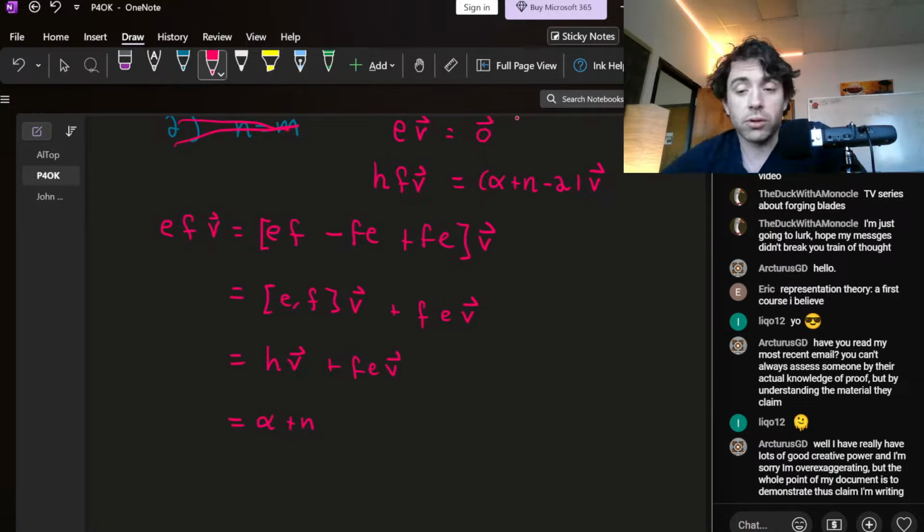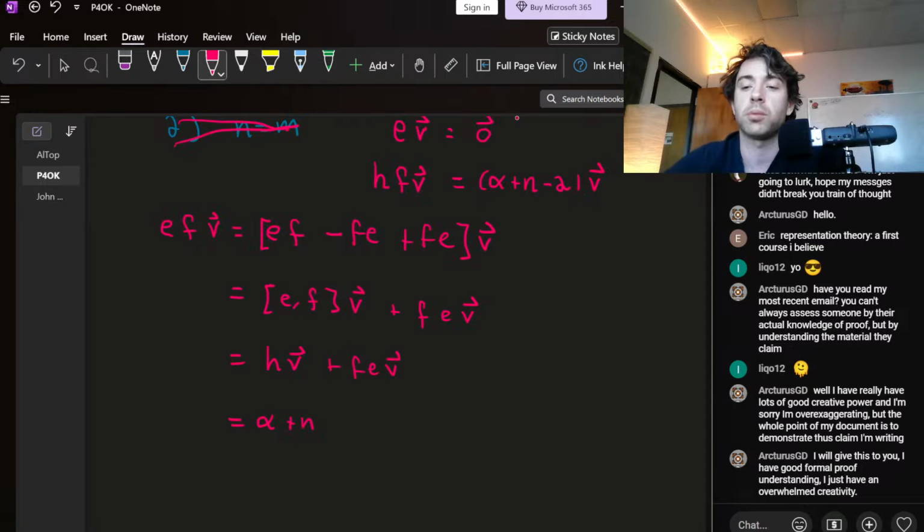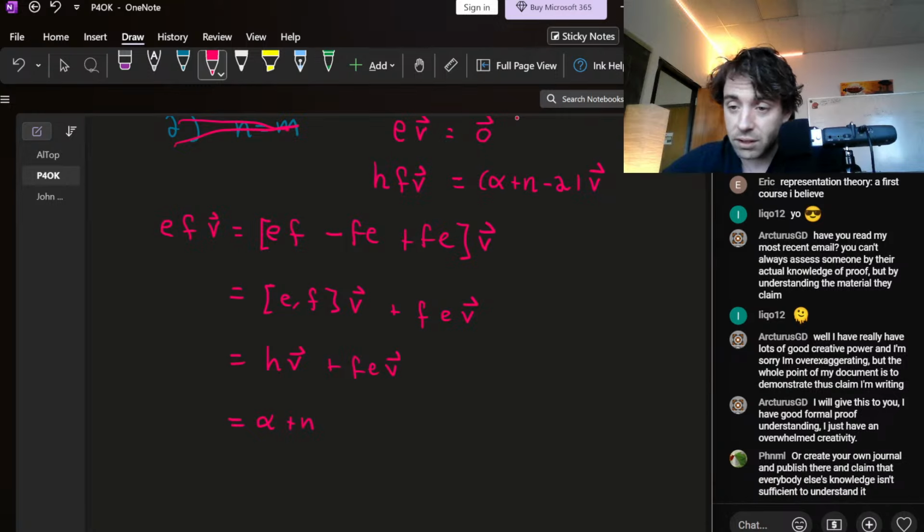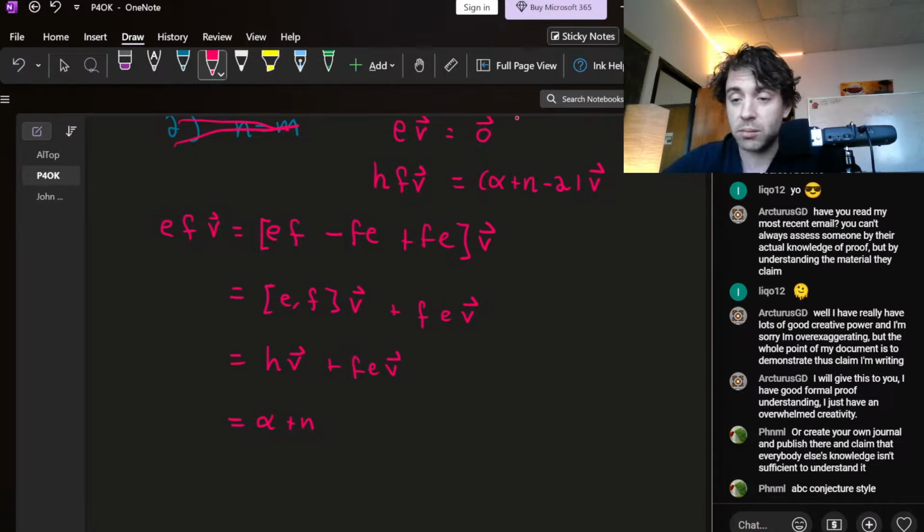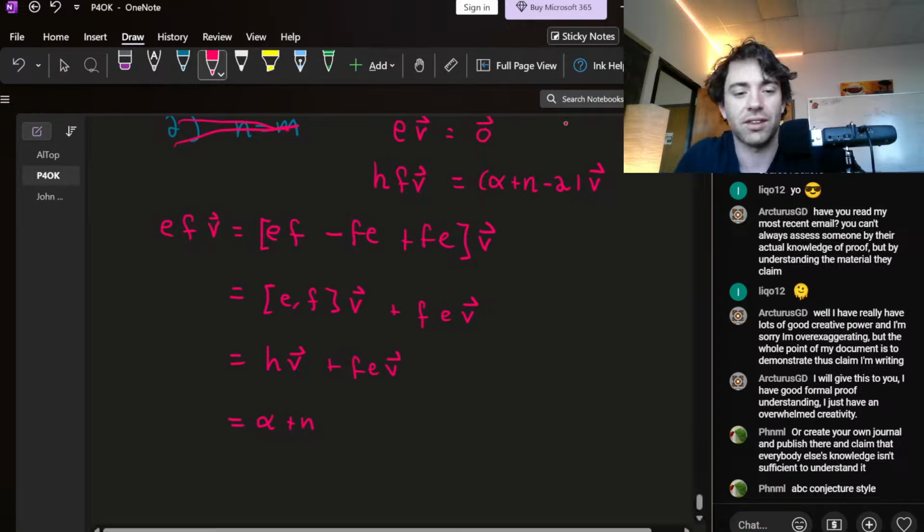But you do have a lot more to learn, especially if you go around making these claims about how you know all of these fancy things and then you can't back up those claims. Mathematicians are going to just think you're a crackpot, and you probably don't want that to happen to you, right? You probably want to be a legitimate mathematician. You have good formal proof understanding, but you've done nothing to demonstrate that. Or create your own journal and publish the claim. Yeah. Well, don't. I mean, the situation with Mochizuki is more delicate and interesting than that.